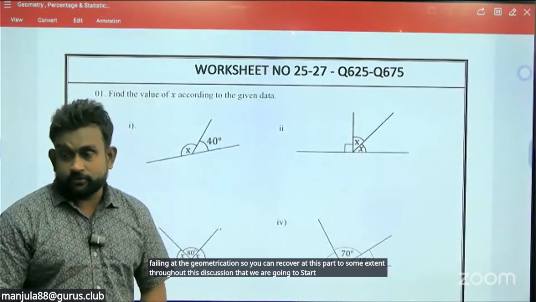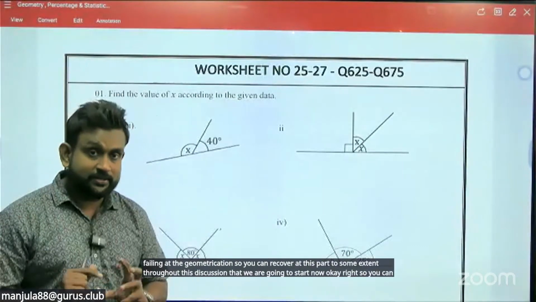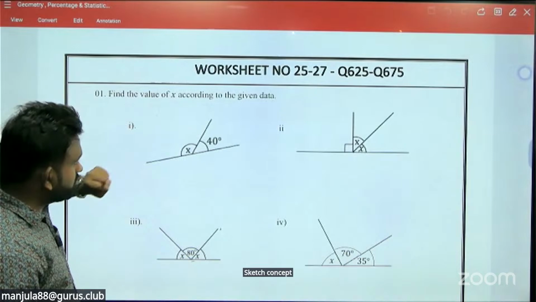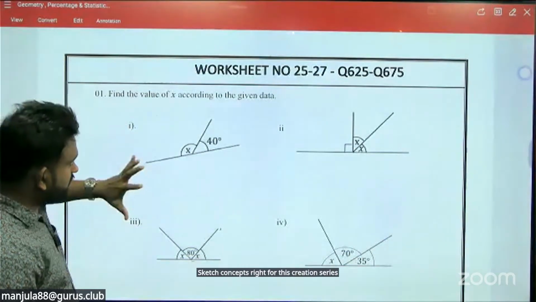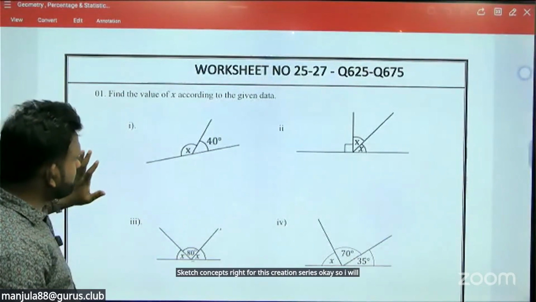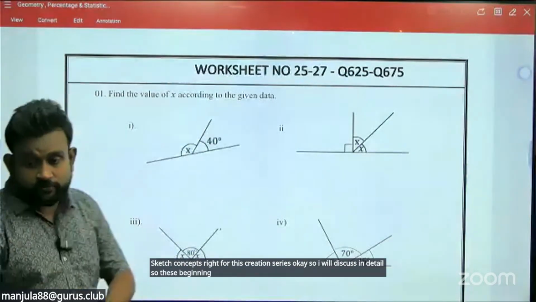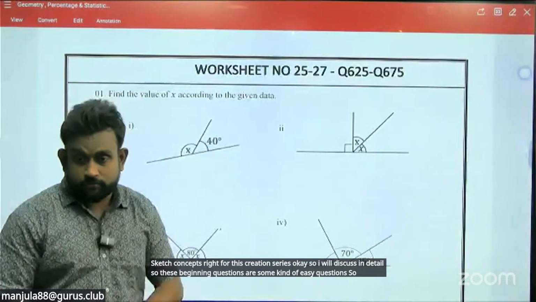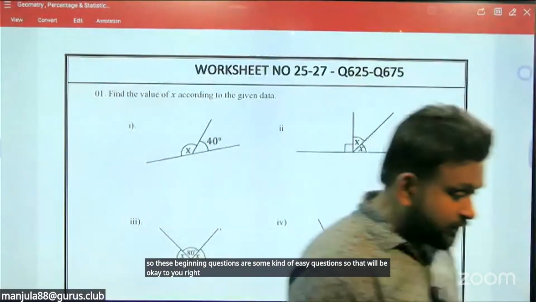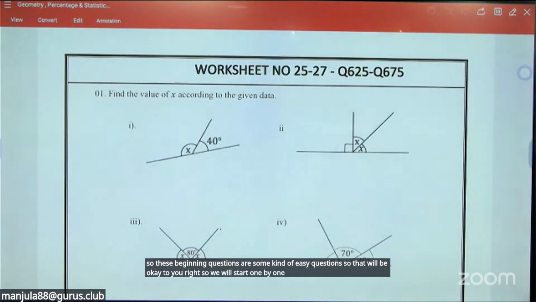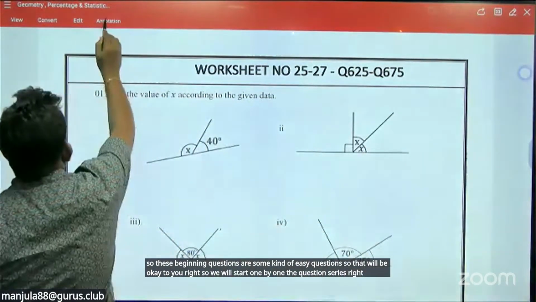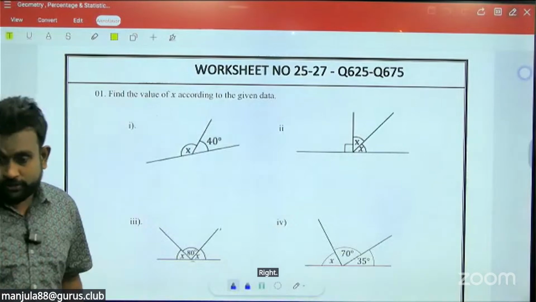You can make the corrections and get your sketch concepts right for this question series. I will discuss in detail. These beginning questions are easy, so that will be okay for you. We will start the question series one by one.